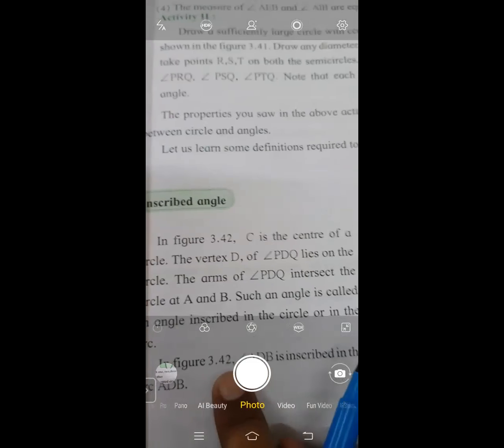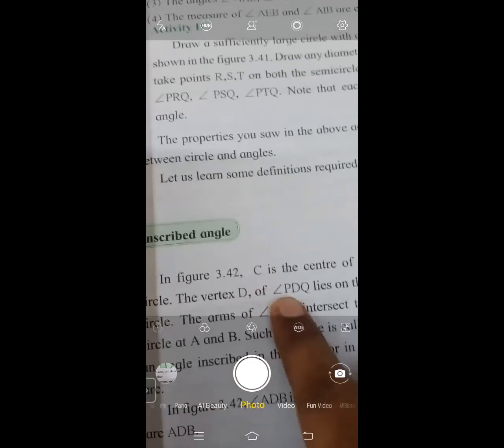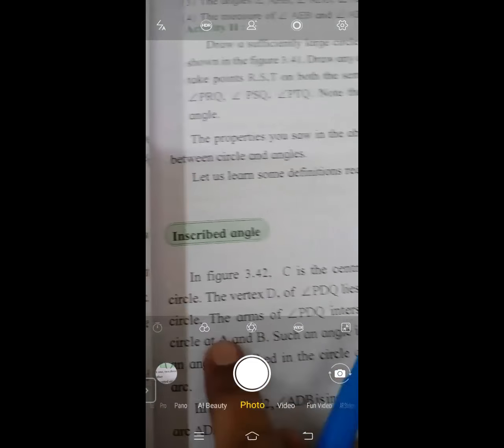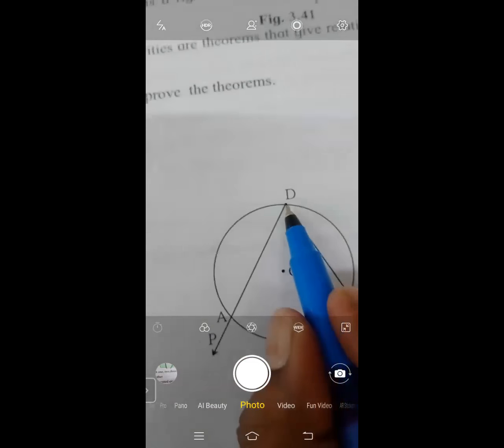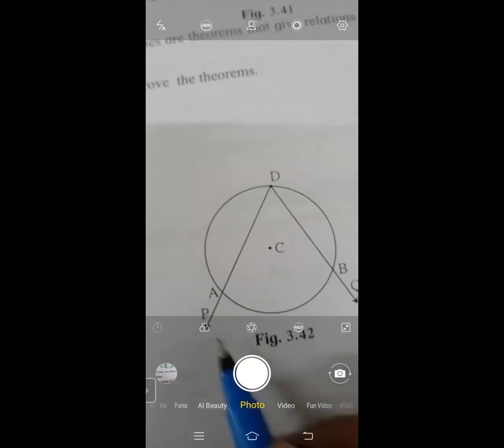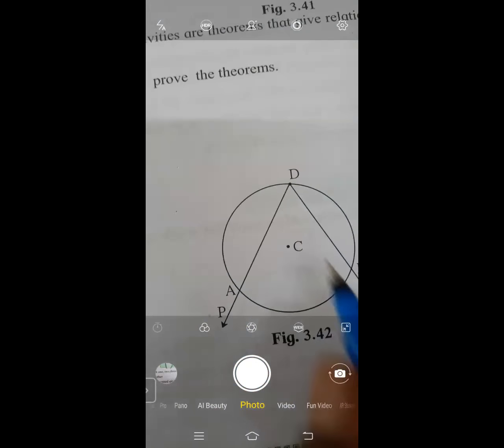So we will go towards the concept which is inscribed angle. C is the center of a circle. The vertex D of angle PDQ lies on the circle. Okay, C is the center of the circle. The vertex D of angle PDQ lies on the circle.